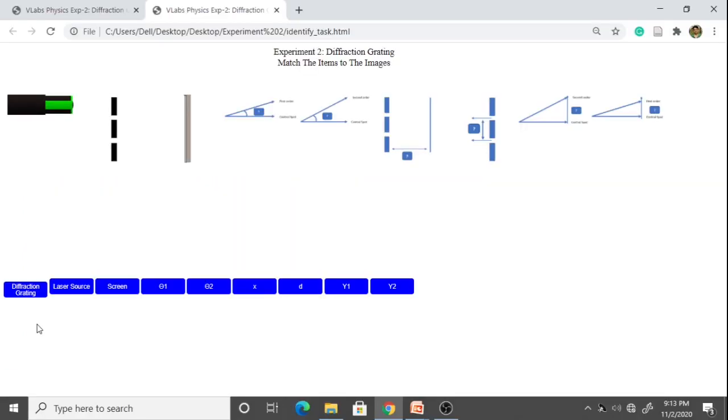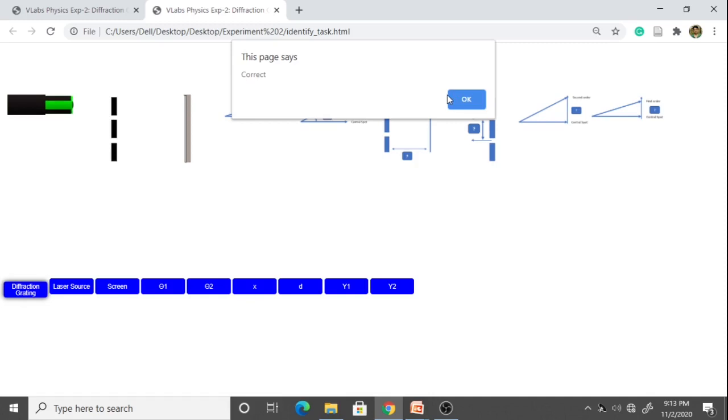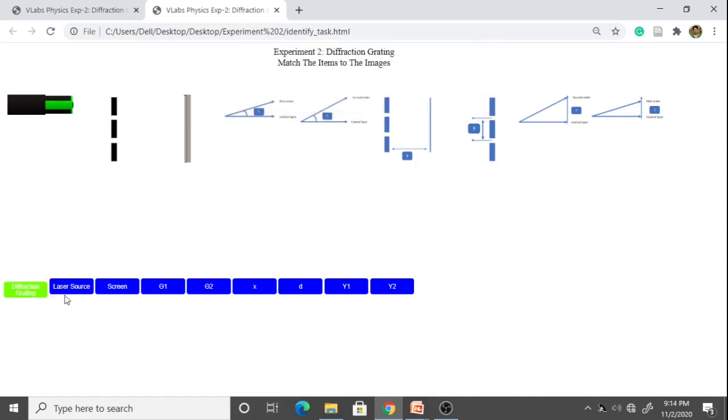So with this discussion, let us move towards the simulation of this experiment. This is a task for identifying the experimental objects, addressing the remember level. We need to find the diffraction grating. So I click on the diffraction grating, and there is a message that it is correct. Then suppose I need to locate where the laser source is.